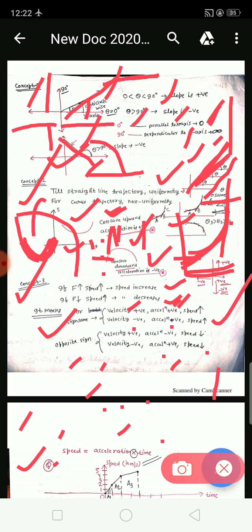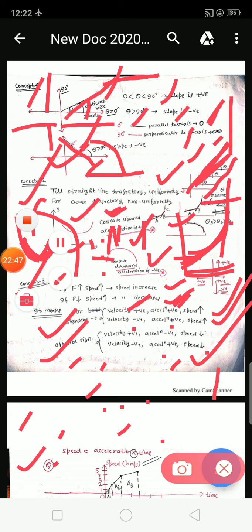It means that if acceleration and velocity both have the same sign, either positive or negative, speed will increase. But if the direction is of opposite nature, it means that if velocity is positive and acceleration negative, or velocity negative and acceleration positive, then speed will decrease. Very good? So these were the most important concepts. I think this is the most important, crucial lecture which I am discussing. This lecture is very important.